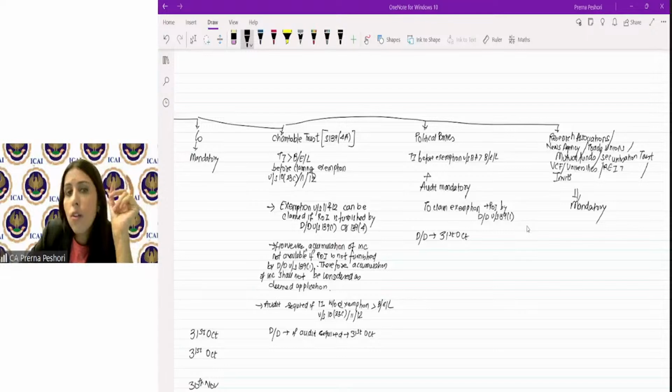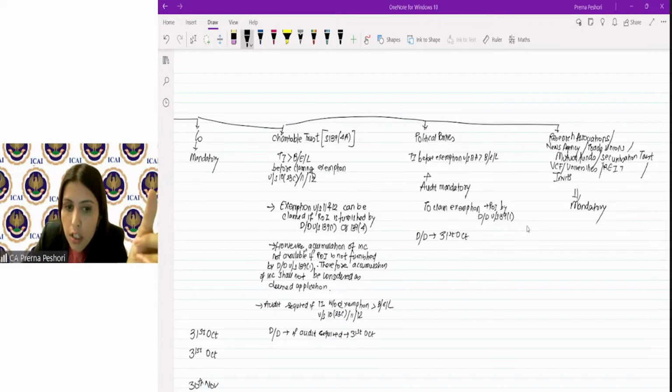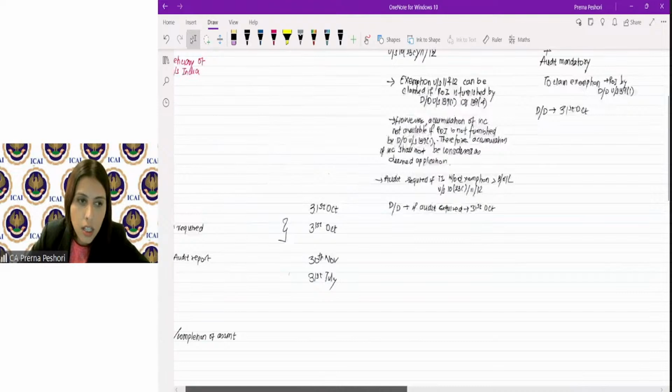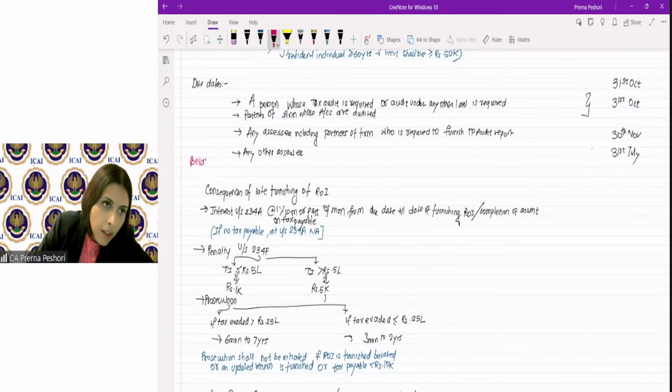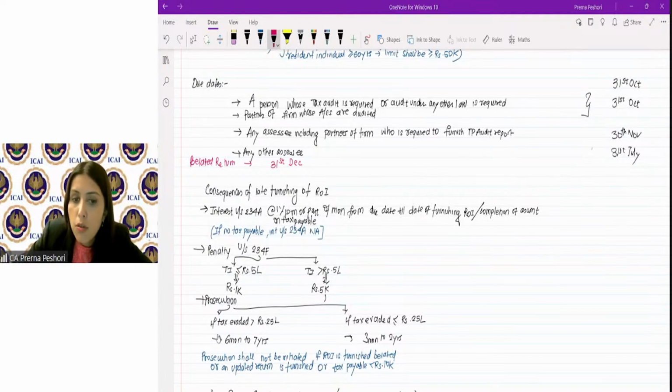Okay, students. So now these are the due dates under 139.1. Now let's say, for example, if you're not able to file the return by your due date, you have an option to file a belated return. You have an option to file the belated return. The belated return can be filed by 31st of December. So you can furnish the belated return by 31st of December.